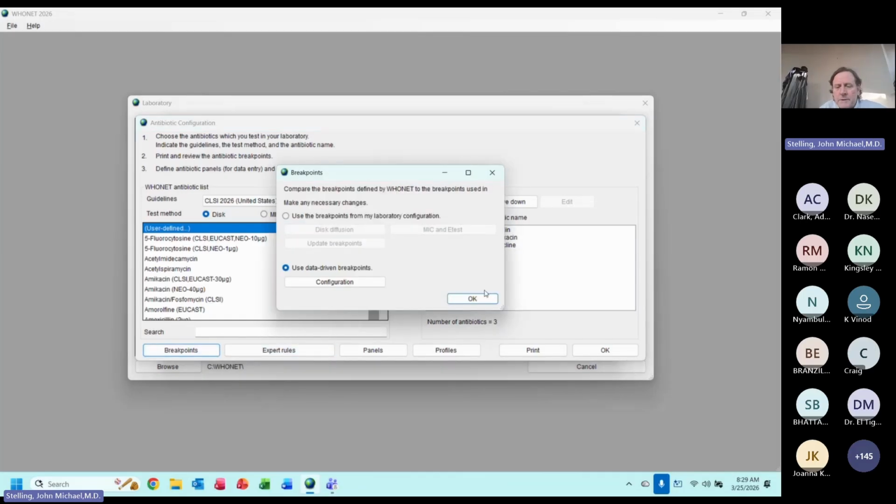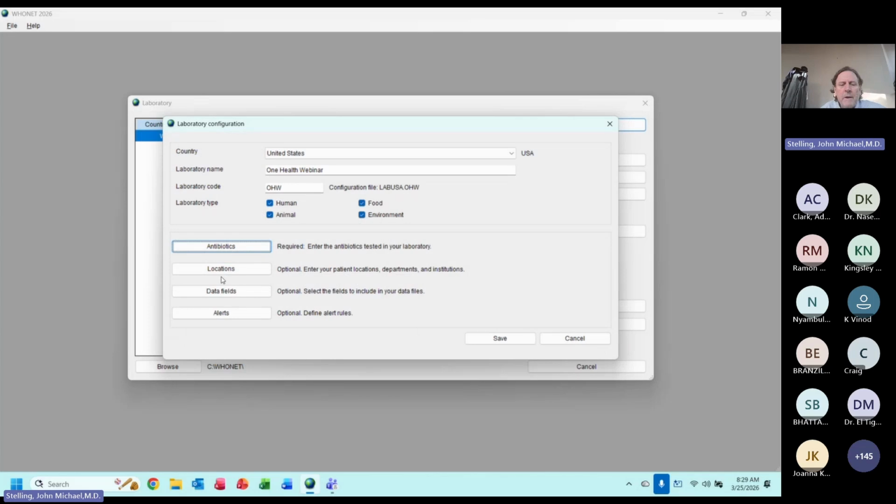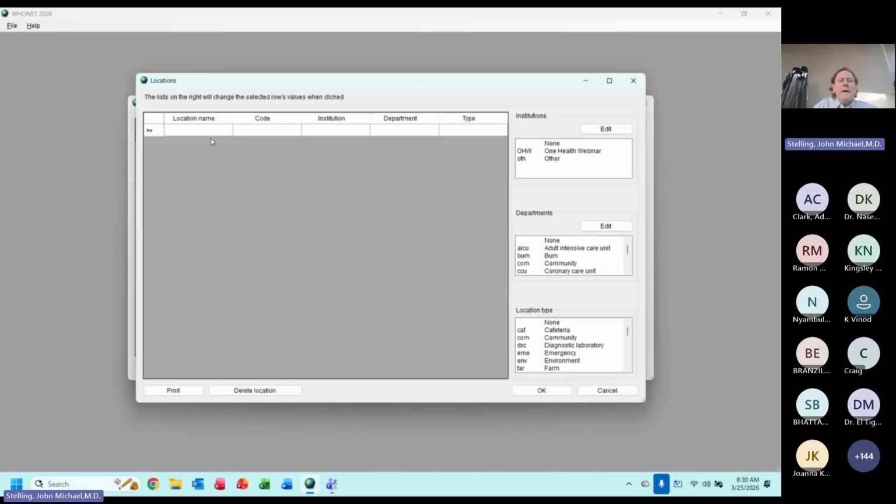Breakpoints, and so you see the breakpoints are there automatically. Nothing else to show here. Let me click on OK. Locations. I'll show you what I would do for a human example.